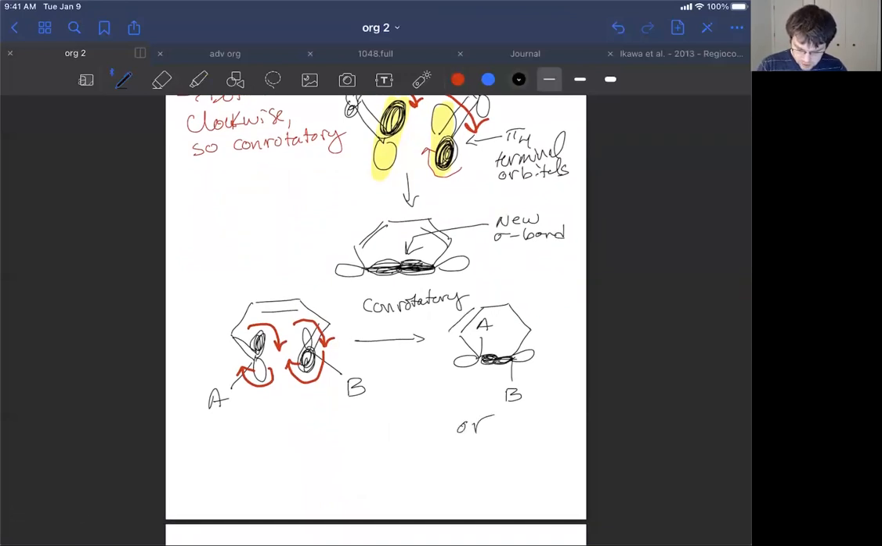Or, and I'll draw the double bonds here, we could have the light lobes overlapping with each other. And then we could have A on the bottom and B on the top. So both could be counterclockwise for the enantiomer.